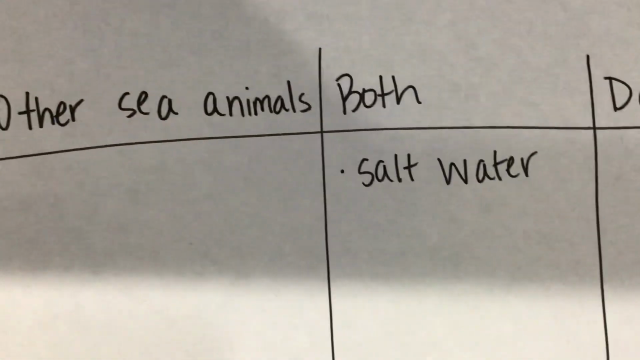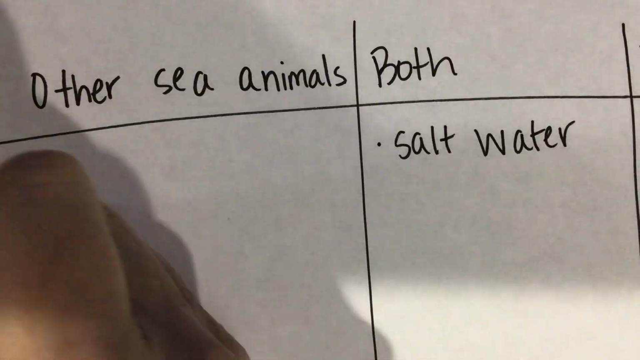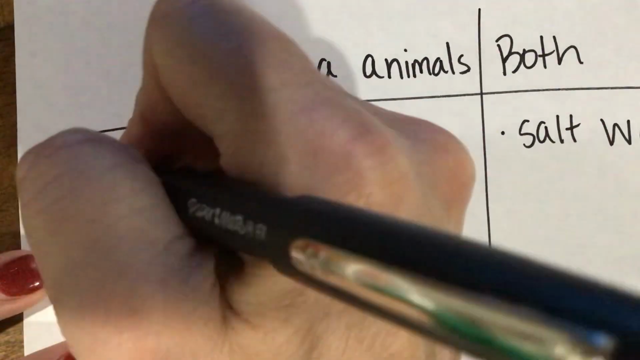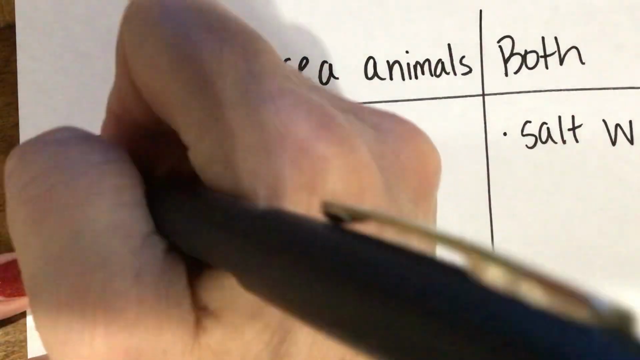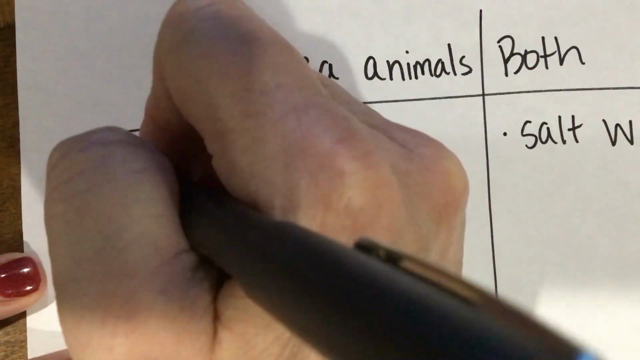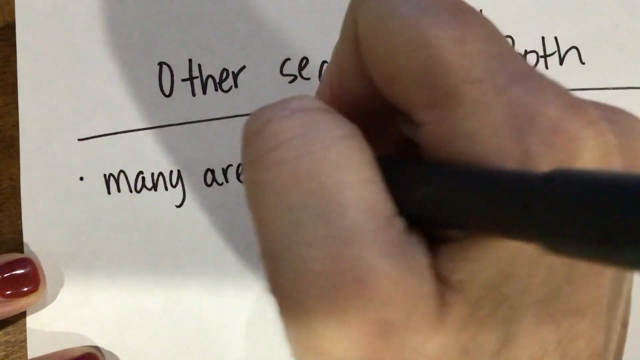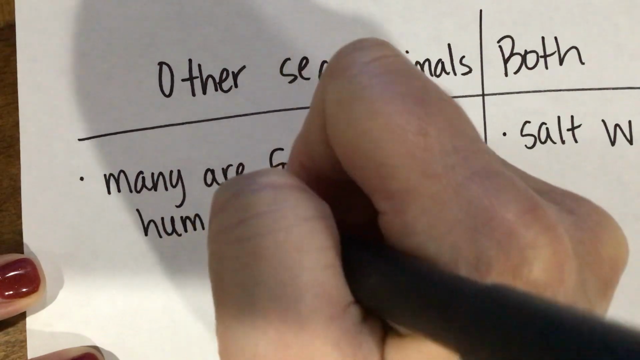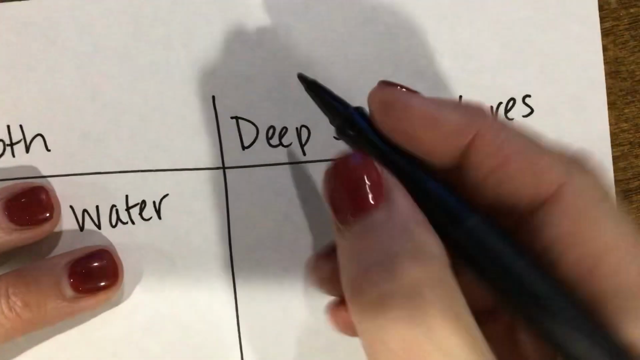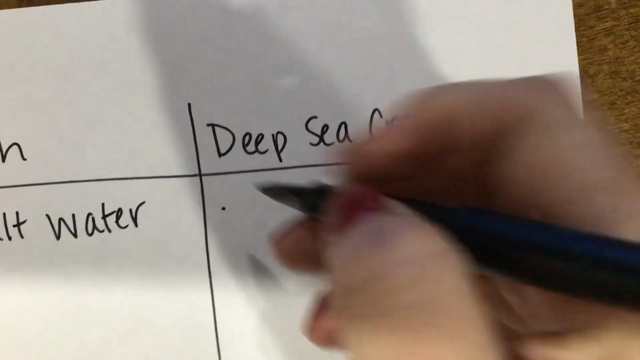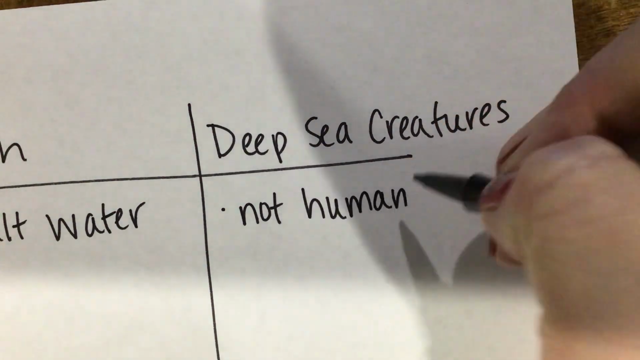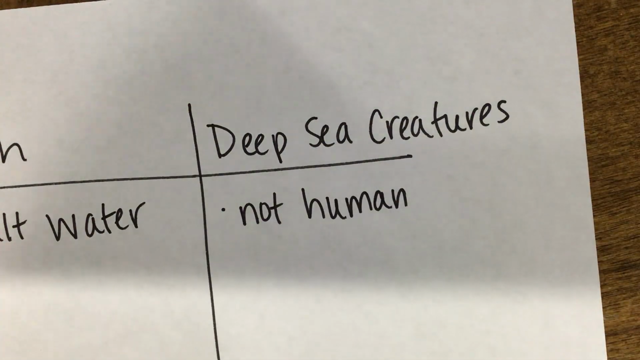Let's think about other sea animals compared to deep sea creatures. A lot of other sea animals, we actually see them. So a lot of them are food for humans. I know I enjoy a nice shrimp cocktail or a grouper sandwich, but I'm pretty sure none of these deep sea creatures are food. I don't think I want an angler fish sandwich anytime soon.